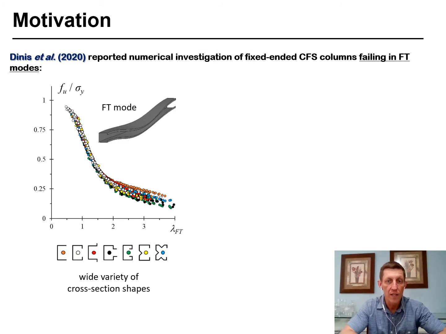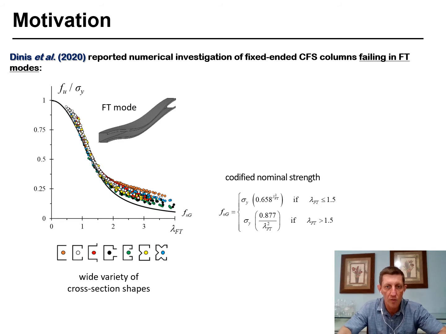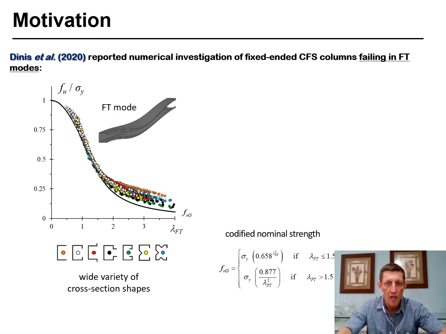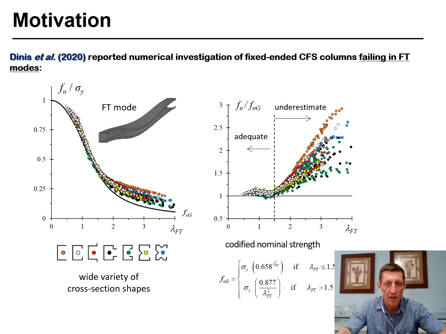Very recently, Dinis and colleagues reported the results of a numerical investigation of fixed-end cold-formed steel columns failing in flexural-torsional modes, covering a wide variety of cross-section shapes, as shown in this plot. These results were compared to the current DSM column global strength curve, the solid black line shown here. As illustrated in the second plot, this curve only provides accurate failure load predictions in the low to moderate slenderness range, but underestimates the strength for columns above this limit.